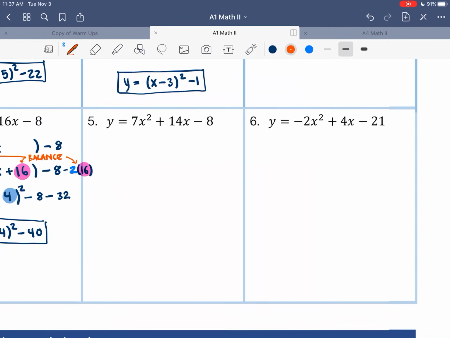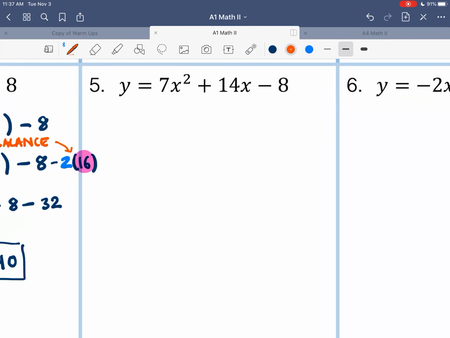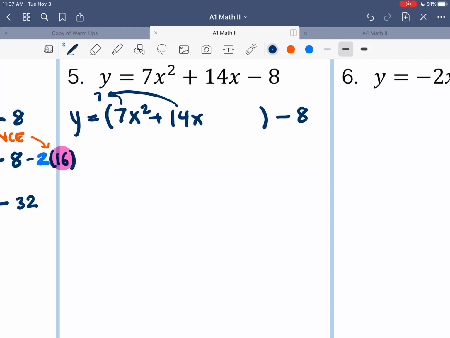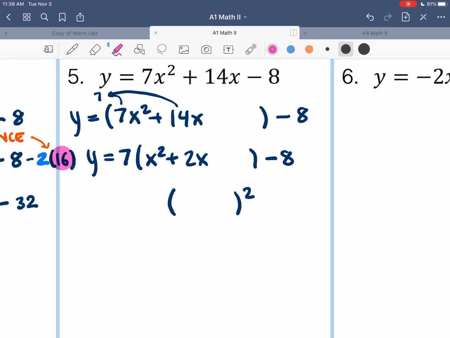Okay, I will do probably both of these next ones just because it's good to see a lot of examples, especially of the ones where you have to factor out the leading coefficient. So we have 7x squared plus 14x minus 8. I'm going to have to factor out a 7 out front. So I have 7 out front, and then an x squared and a 2x. Don't forget to take the 7 out of the middle term as well. And then we can complete the square because there's no leading coefficient.